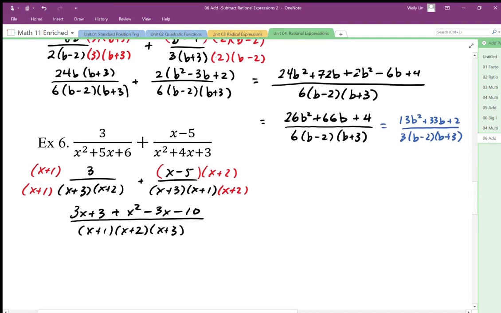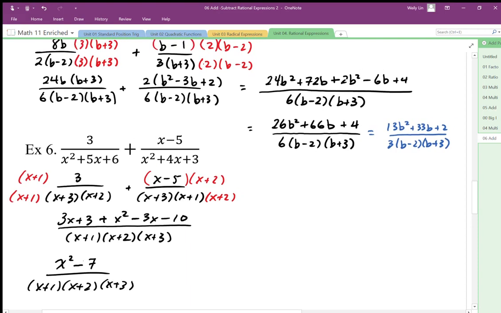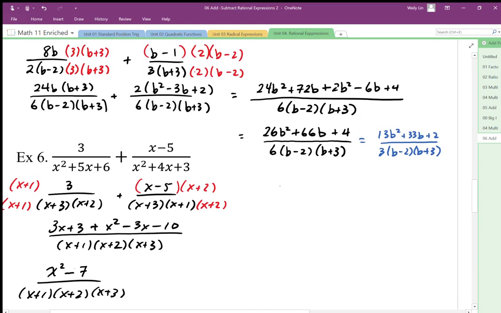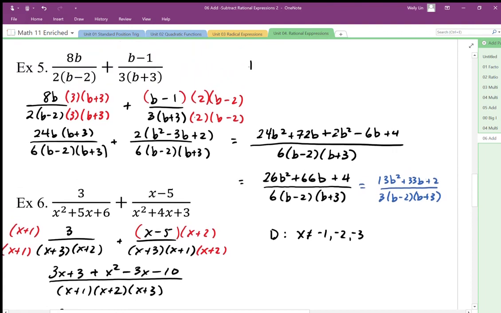Okay, so combining like terms, I end up with x squared. The 3x's cancel, so I end up with minus 7. That's not factorable. And that's over x plus 1, x plus 2, x plus 3. And again, I forgot to state my restrictions, and I should have stated my restrictions. So my domain restriction would have been x is not equal to -1, -2, -3. Okay, here my domain restriction was x is not equal to +2, -3.